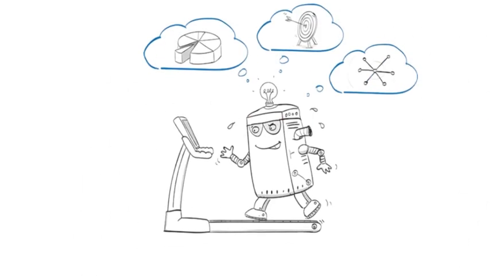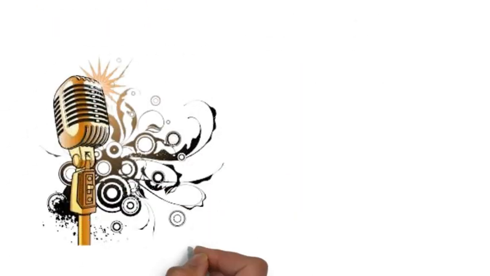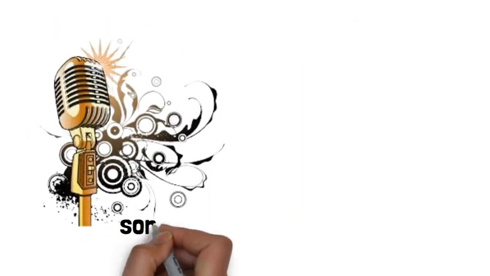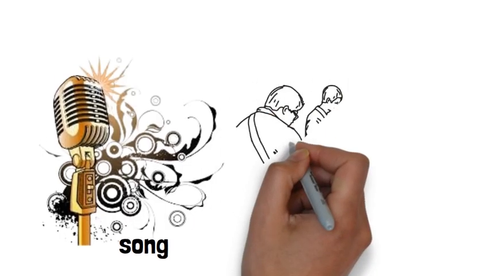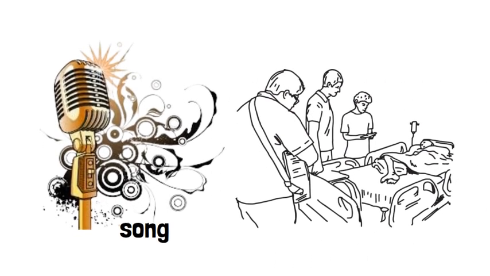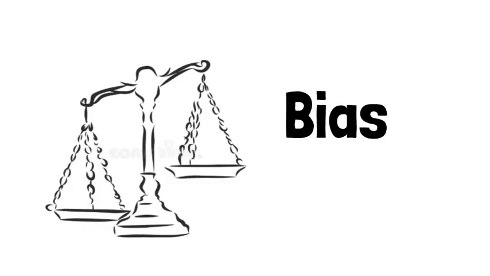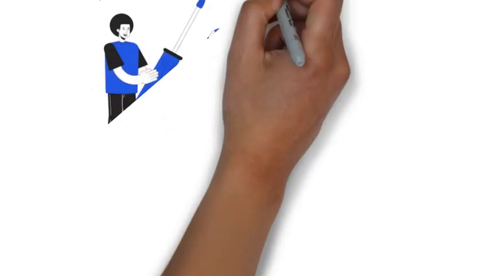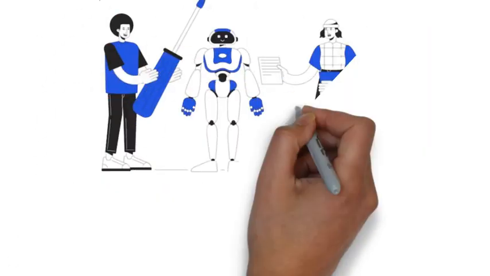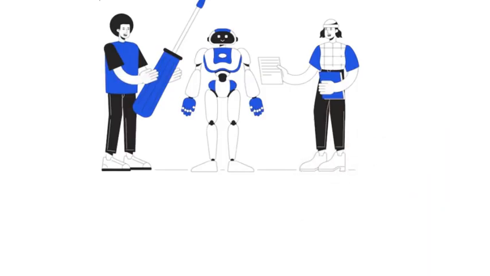Today we discuss bias in AI. Artificial intelligence is everywhere, from recommending your next favorite song to helping doctors diagnose diseases. But what if I told you that AI isn't as neutral as it seems? In fact, AI can sometimes be biased. Today we're diving into the fascinating world of bias in AI, how it happens, why it matters, and what we can do to fix it.